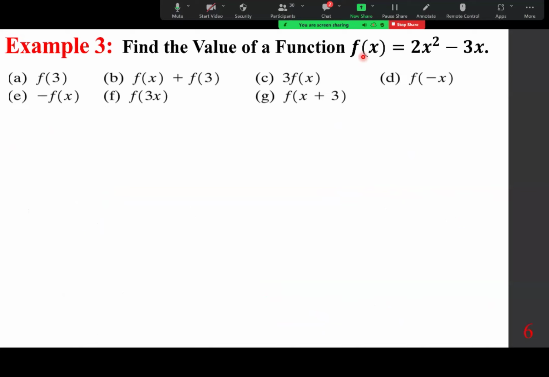Find the value of the function f of x equals 2x squared minus 3x for what you see here. So for example, f of 3, simply put, we want to plug in. This is evaluating the function at a specific number. So what is f of 3? We plug in 2 times 3 squared minus 3 times 3. 3 squared is 9. 2 times 9 is 18. Minus 9 makes it 9.